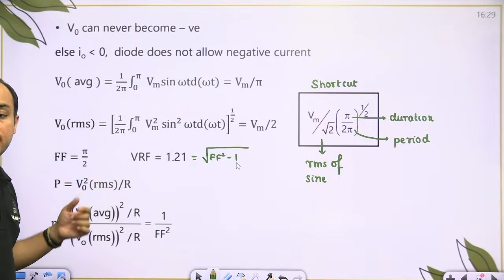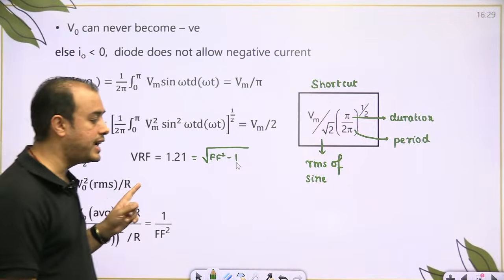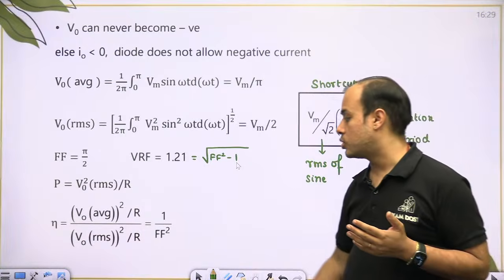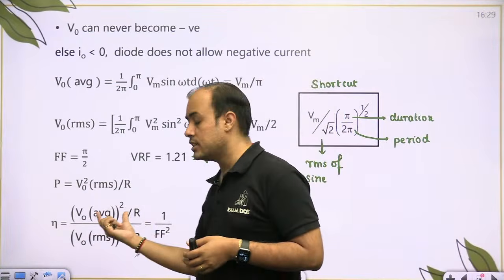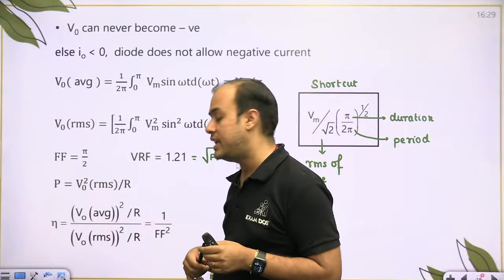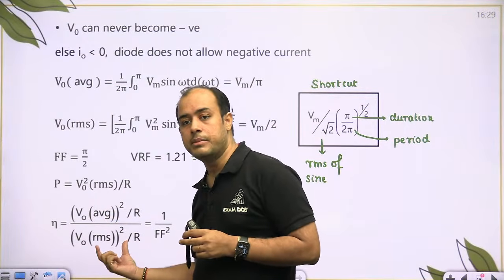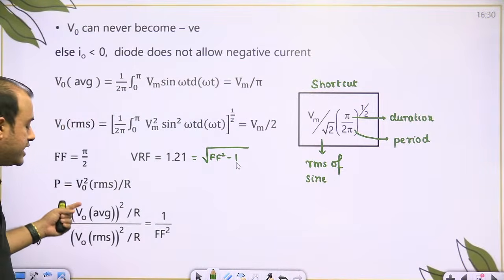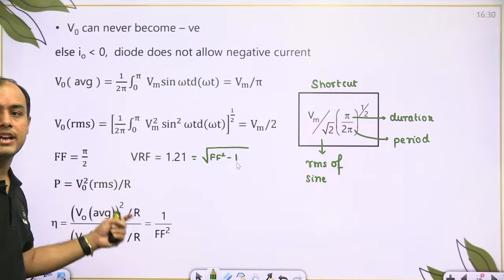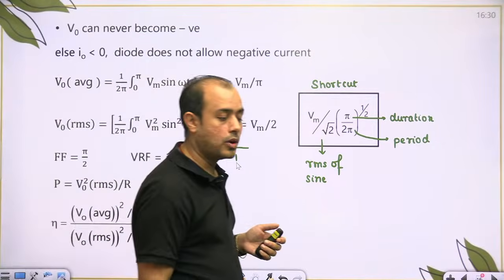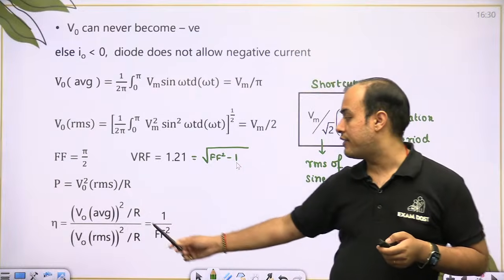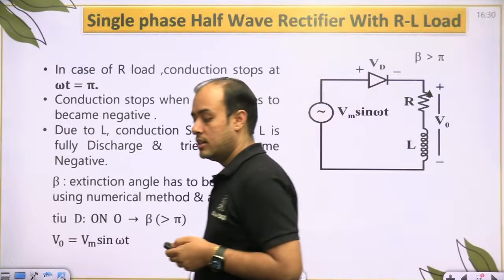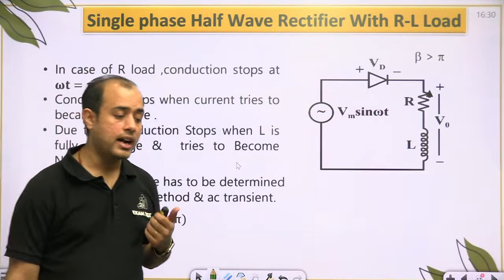Rectification efficiency. To find the efficiency, we divide the power contributed by average or DC and the total power. So the average component contributes a power V average square by R, whereas RMS contributes a power V RMS square by R. So it is average by RMS square, or 1 by form factor square. तो एवरेज कंपोनेंट कितनी पावर देगा? वी एवरेज स्क्वायर बाय आर, और टोटल पावर है वी आर एम एस स्क्वायर बाय आर. ओके बेटा, so that is about your R load.